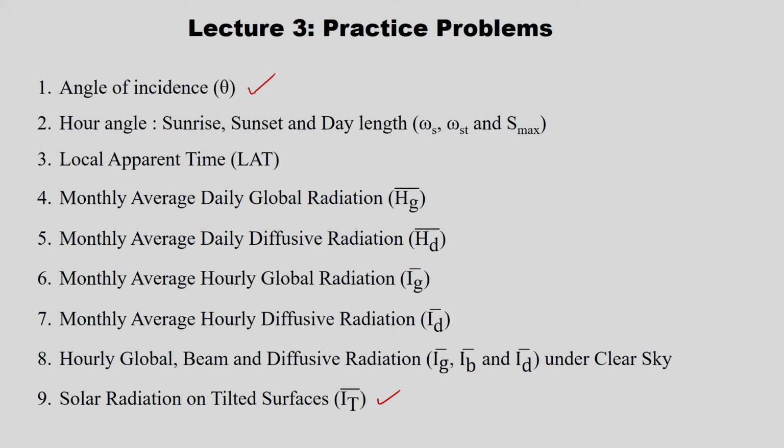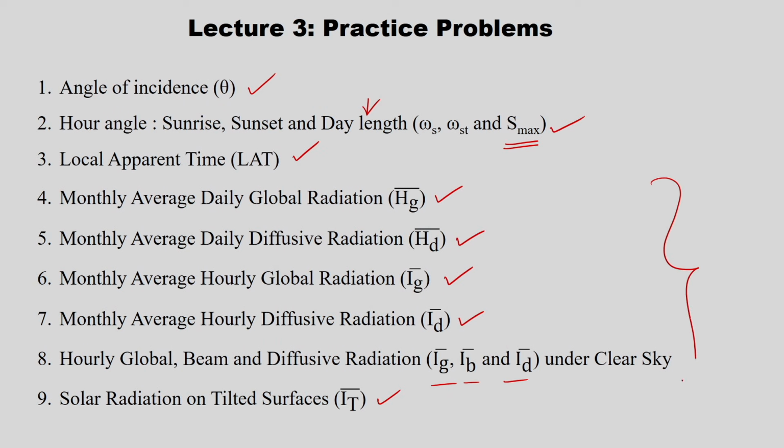The first one is angle of incidence, the second one is hour angle, sunrise, sunset, and also we will calculate day length, which is nothing but S max, maximum possible average sunshine hours, and then we calculate local apparent time and monthly average of daily global, daily diffusive, hourly global, hourly diffusive radiations, and hourly global beam and diffusive radiation Ig, Ib, Id under clear sky.